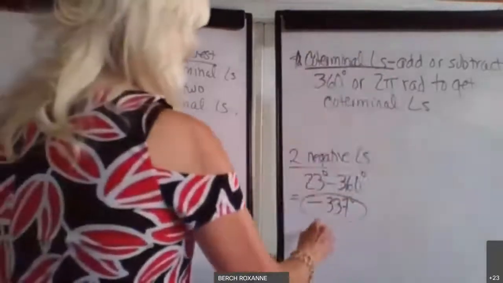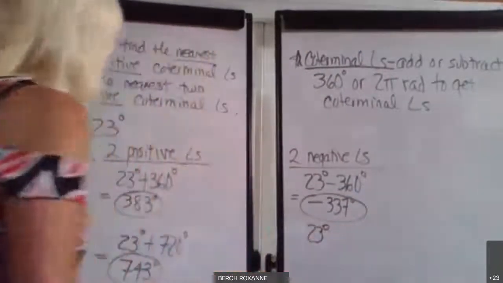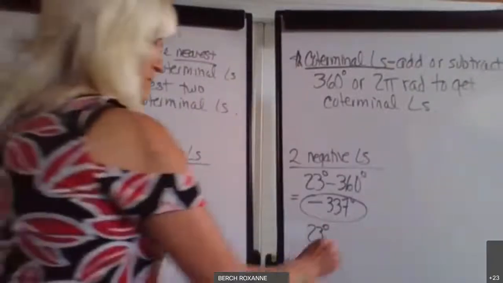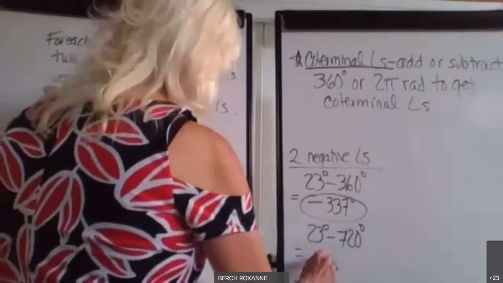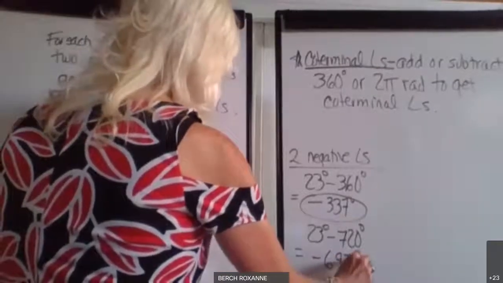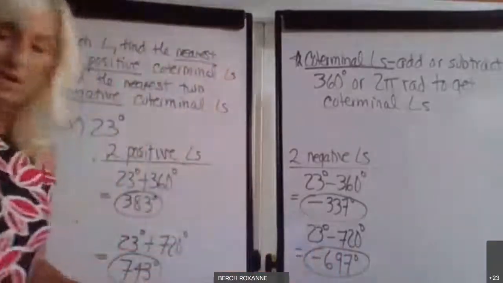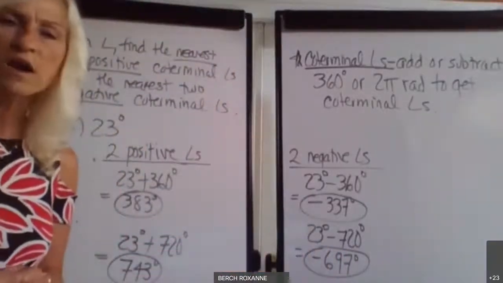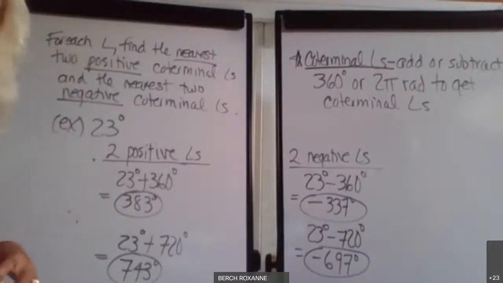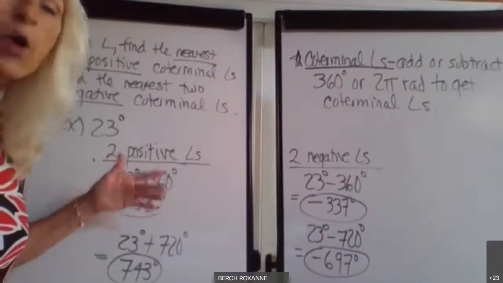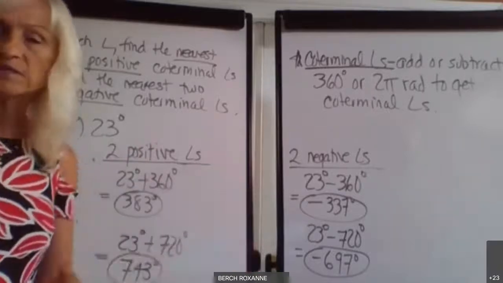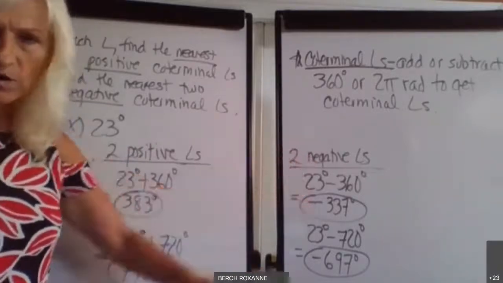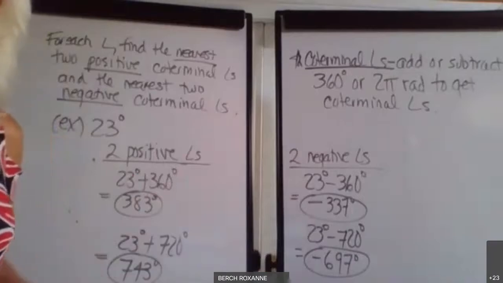All right, how do you get the other negative coterminal angle that's nearest to 23? Could you subtract 720 degrees? Right, so what would you get? 697 degrees, right? So that's about it. Not too hard. If you're trying to find coterminal angles, for positive ones you're either going to add 360 or a multiple of it, and for negative ones, you would subtract 360 or a multiple of 360.